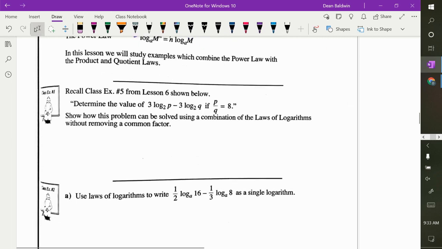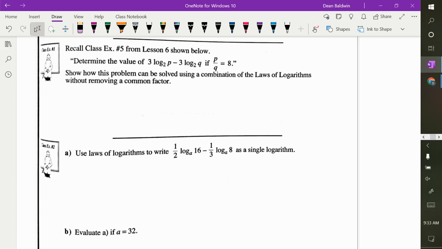So we're going to skip down to A here. We got 1/2 log base A of 16 minus 1/3 log base A of 8. We need to write it as a single logarithm. If you have numbers in front, you need to get rid of them. So what can I do with the 1/2 and the 1/3? Put it up to the argument, okay? So I get log A 16 to the power of 1/2 minus log A 8 to the power of 1/3. Leave the sign in front. Just take the number, okay? Leave the negative sign here and just take the 1/3 up.